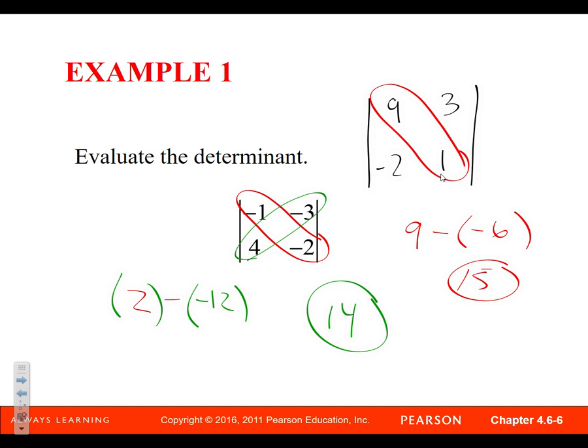That was easy. Okay, you guys ready? Now, this is a 2x2. Things are going to get much more complicated with a 3x3, but it's the same idea.